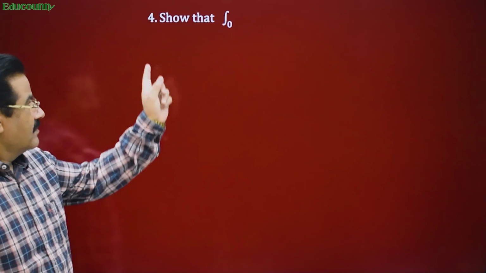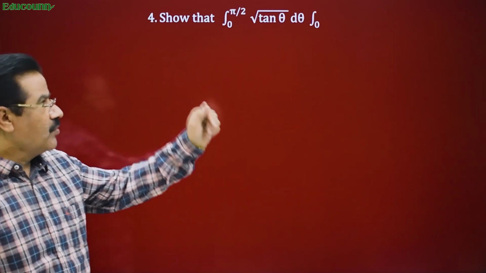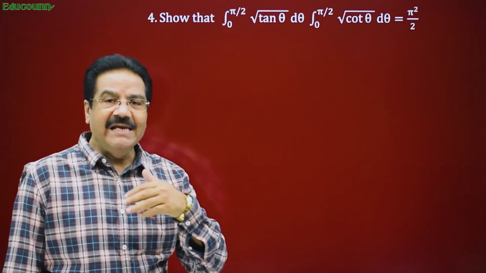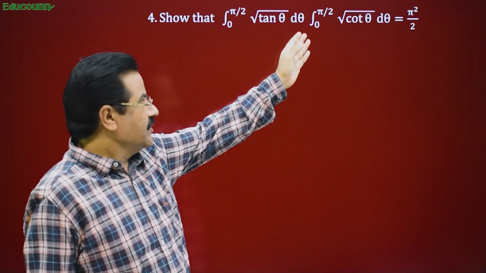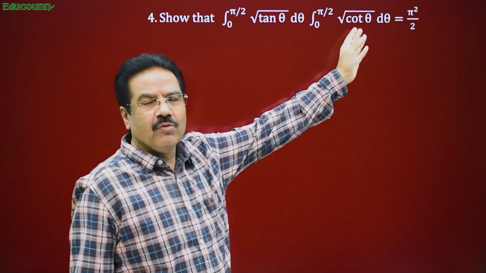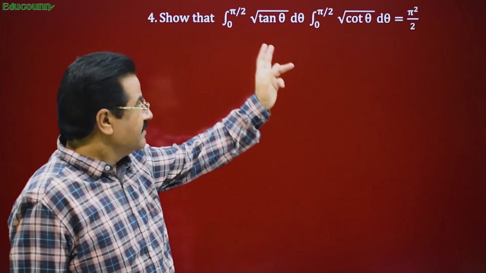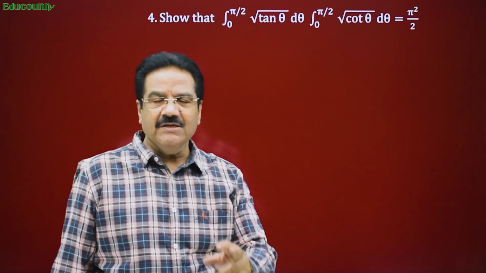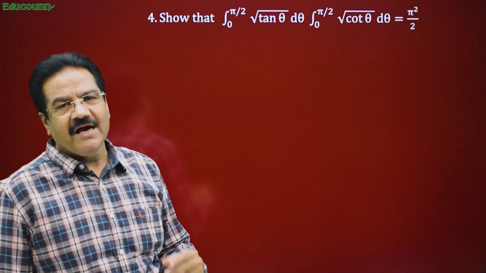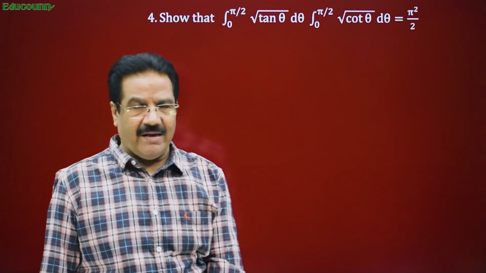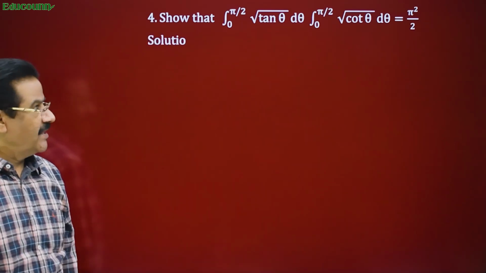Next example, show that the integral from 0 to pi by 2 of root of tan theta d theta, multiplied by the integral from 0 to pi by 2 of root of cot theta d theta, is equal to pi square by 2. There is a multiplication of these two integrations, and therefore we are going to solve these two integrations one by one. So let us take the solution.